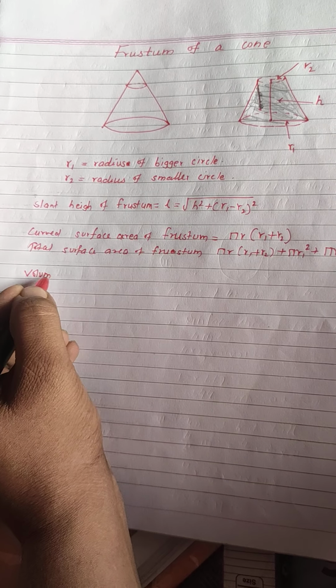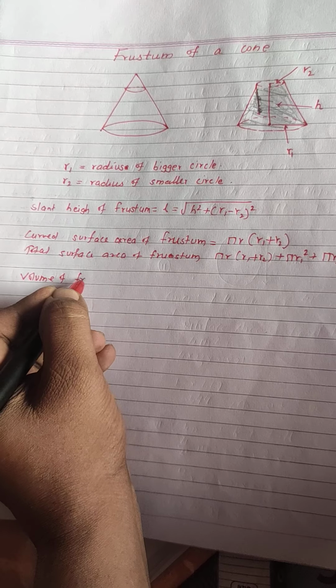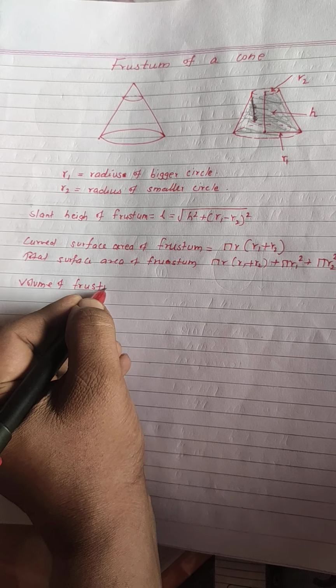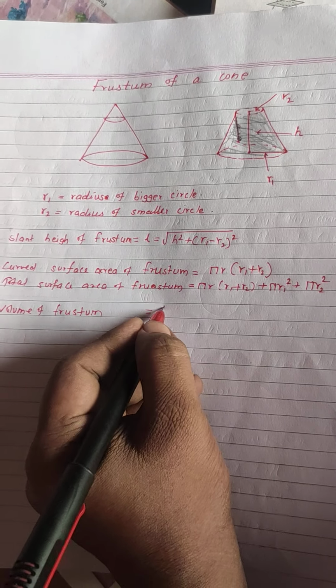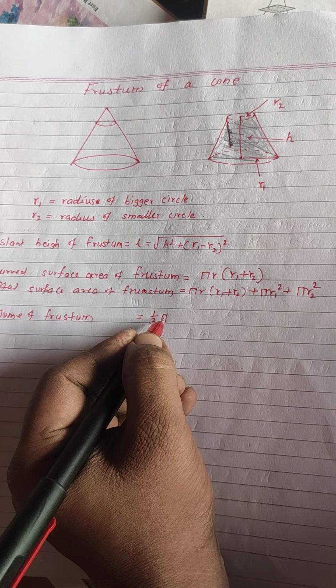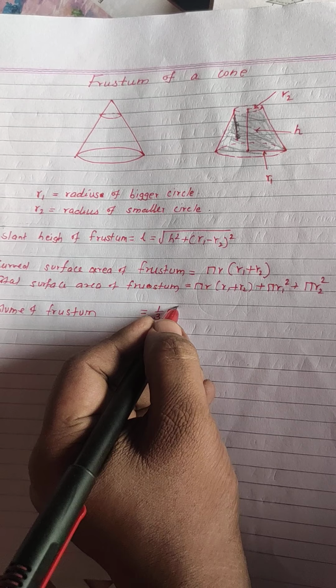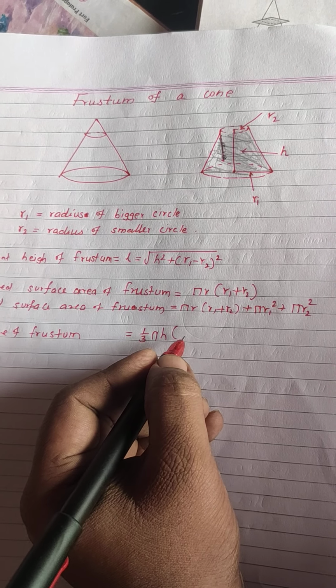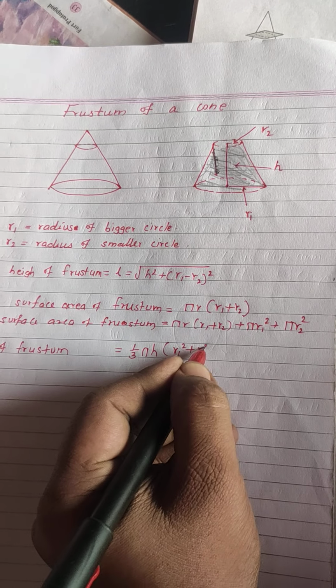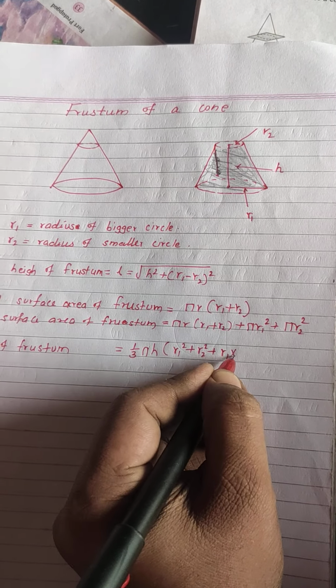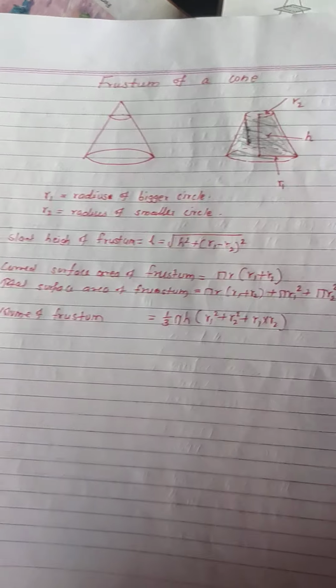Volume of the frustum. What is the formula for volume? 1 by 3 pi r square h. Now pi and h are the same. So r square, what can you write? R1 square plus R2 square plus R1 into R2. This is the formula. Okay.